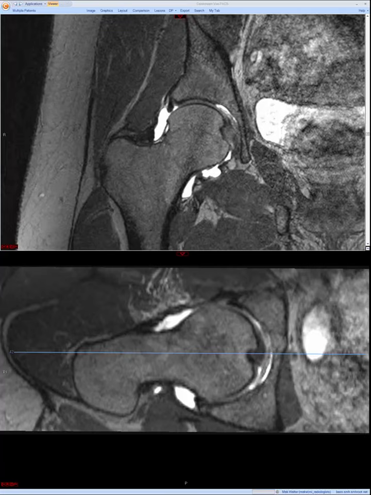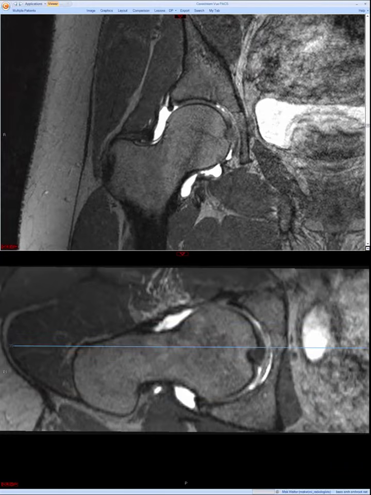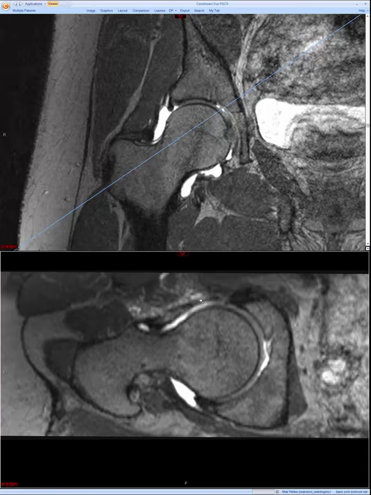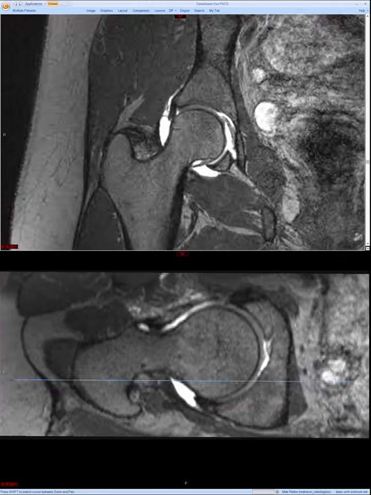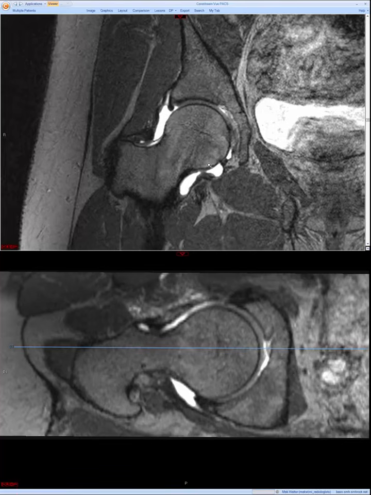So the two sequences you see here are actually from a hip arthrogram, and these were acquired as a 3D turbo spin echo acquisition, so we have thin sections, and I think these optimally demonstrate the acetabular labrum. So think of the labrum as being an inverted horseshoe.